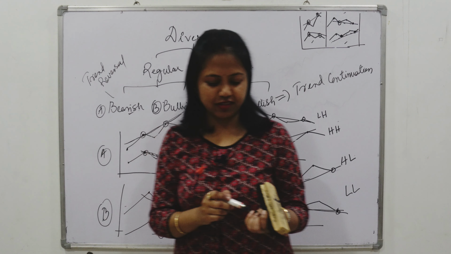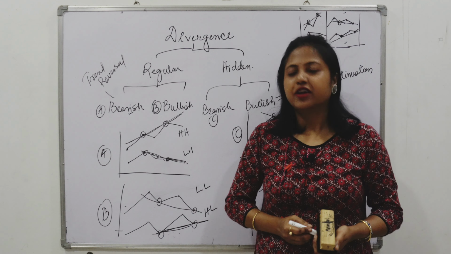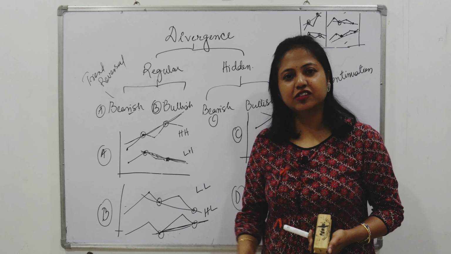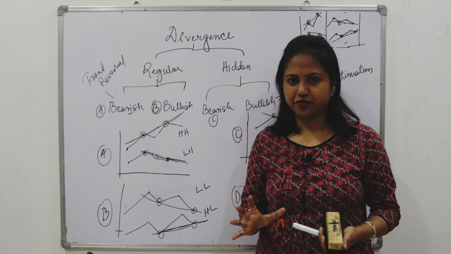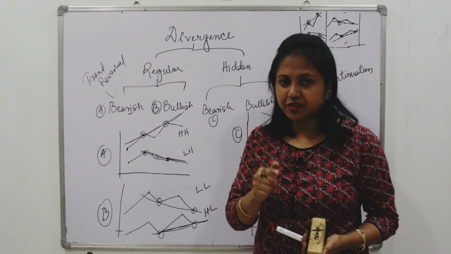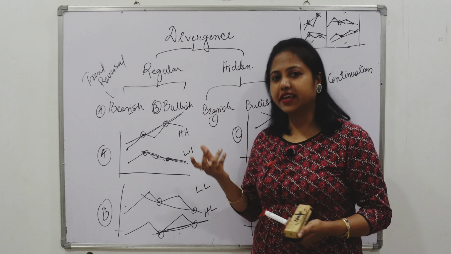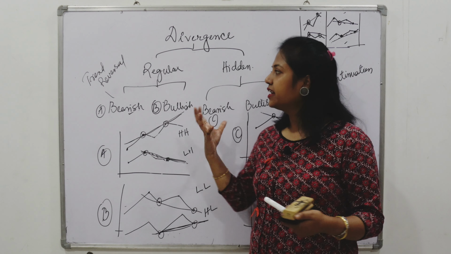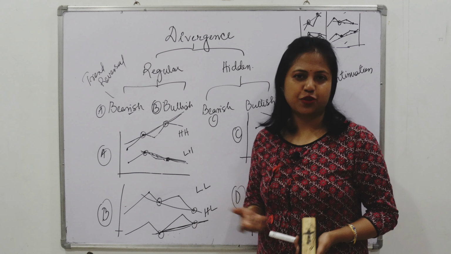So friends, with this basic concept, I hope you have at least got an idea about what divergence is and what its types are. With this understanding of divergence, I think you will be better able to understand how market indicators like RSI or oscillators can help an investor trade profitably.